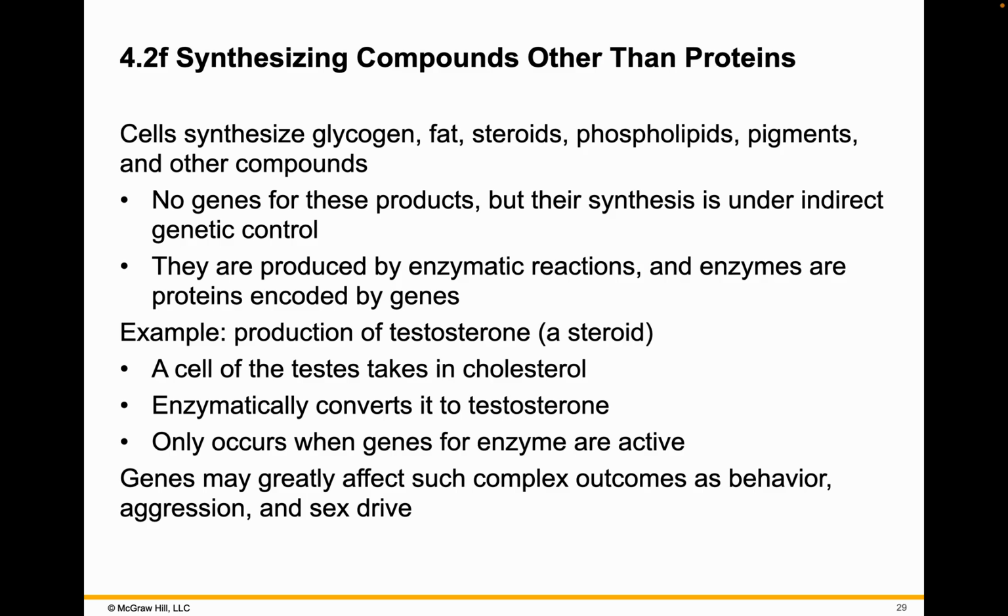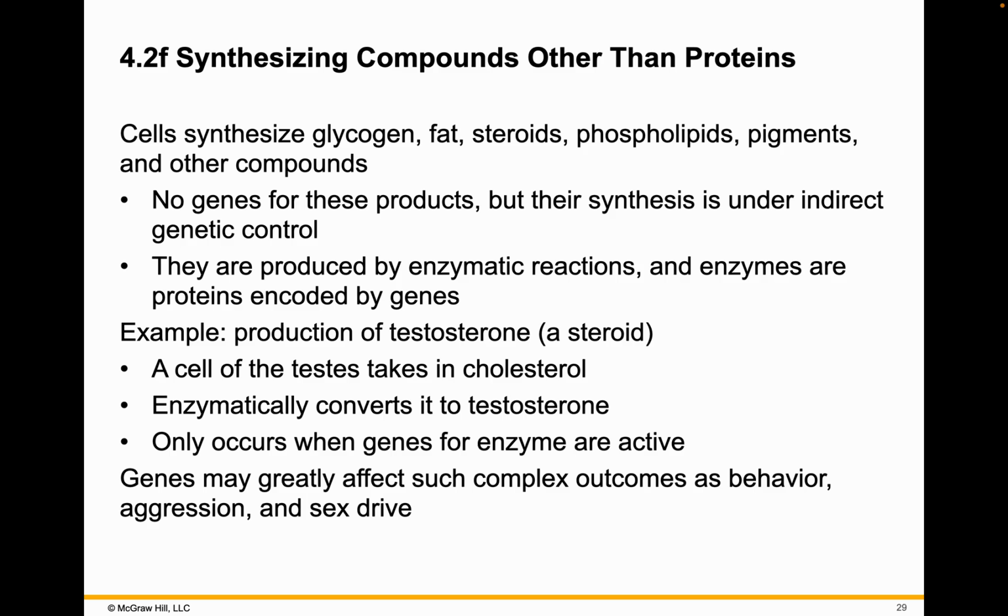Cells can also synthesize things like glycogen, fats, steroids, phospholipids, pigments, and other compounds. They don't have genes for these, but their synthesis is still under the direct or indirect control of genetic control, because they are all produced by enzymes, and those enzymes are coded for by the genes.